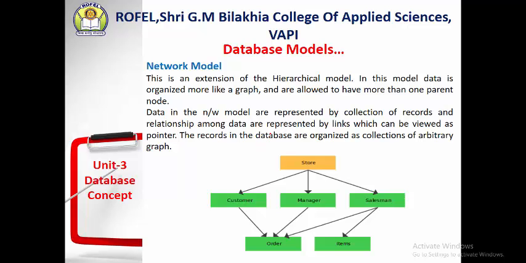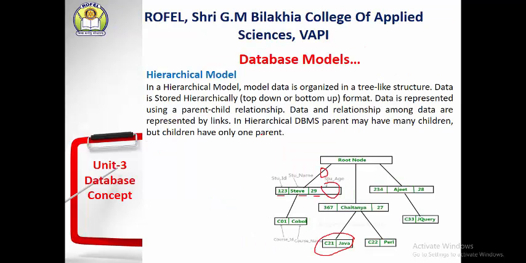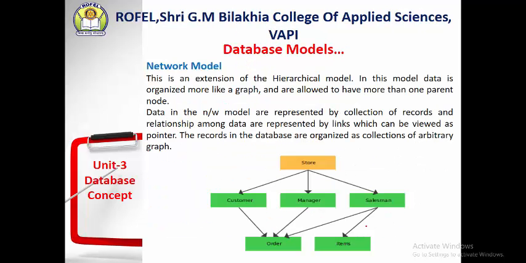So this is the hierarchical model. Now the next model is the network model. The network model represents a collection of records, and the relationship among the data is also represented by links, which can be displayed as pointers. It is an extension of the hierarchical model, and it organizes data like a graph, and it allows more than one parent node. In the hierarchical model, there is only one parent for one child. It is not possible for a child to have more than one parent, but it is possible for one parent to have more than one child. But in the network model, it is possible for one child node to have more than one parent.